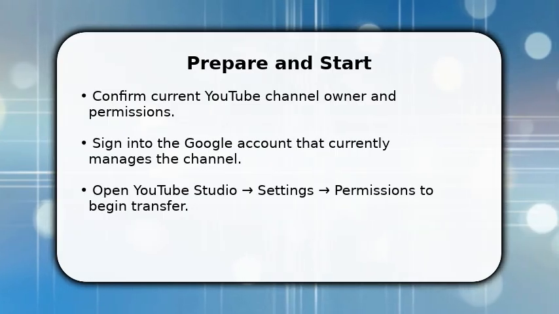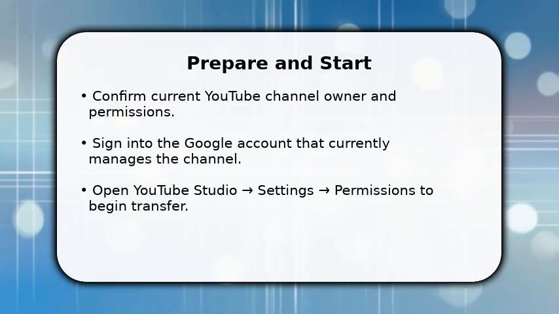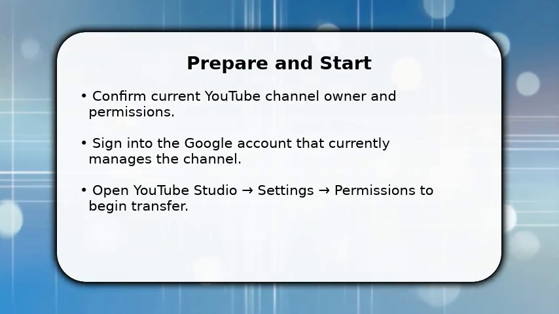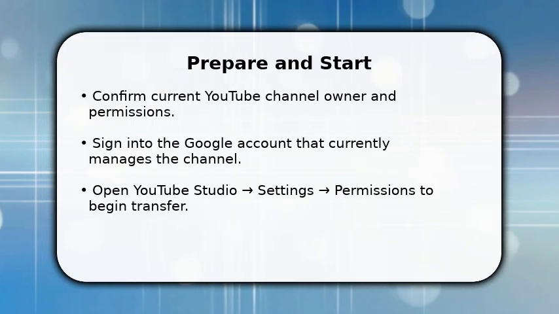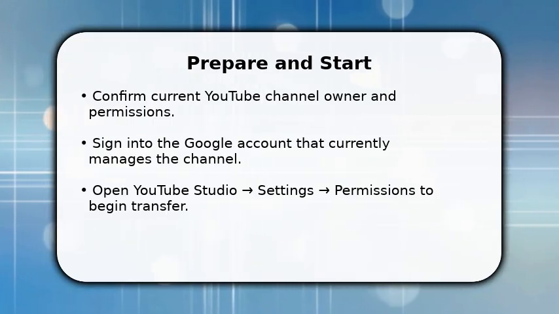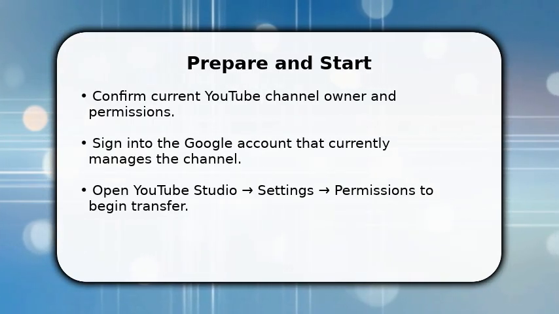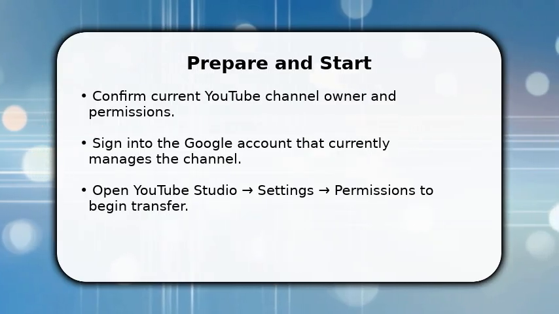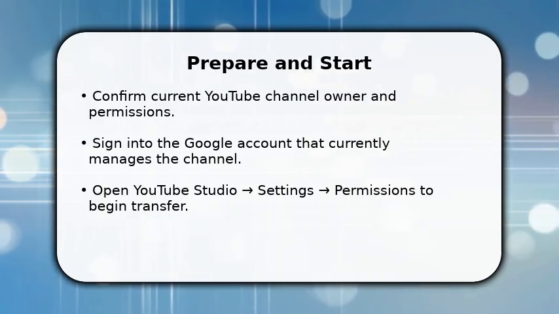You sign into the Google account that owns the channel and then open YouTube Studio. Once there, select Settings and choose Permissions. This is where you control access. You need owner-level rights to proceed, so make sure you are listed as an owner. If not, add or request owner access now.